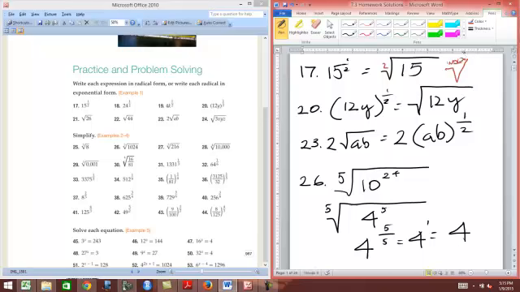Okay, the default index is 2. The invisible index is 2. So this is 15 to the first power, second root. Okay, the quantity 12y to the 1/2.